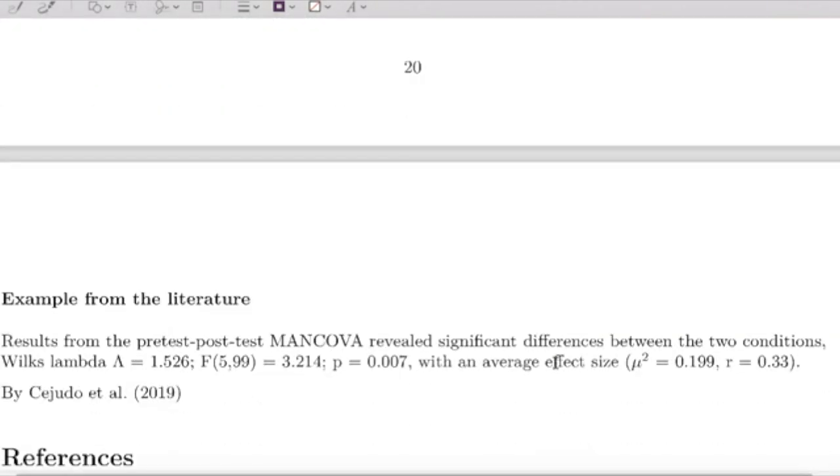And last, I have this example and I love this example because it's so short compared to what I just showed you. I do have some issues with it though. So results from the pre-test, post-test Mancova reveal significant differences. They went ahead and reported Wilks' lambda, the F, and then they reported what they call partial eta square, but for some reason they used this letter instead of the actual eta. And then they reported the correlation.